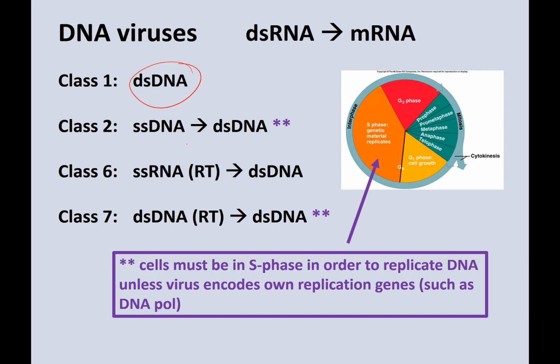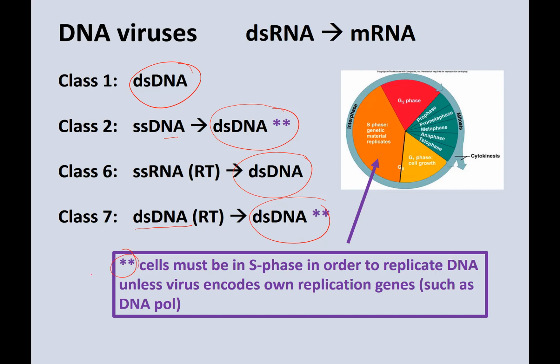Class 2, if you remember, it goes from single-stranded DNA to double-stranded DNA, and class 7 goes from partially double-stranded DNA to RNA, which goes back to double-stranded DNA. But as far as gene expression is concerned, all of these are starting with double-stranded DNA. So it's pretty straightforward, like eukaryotic cells do.